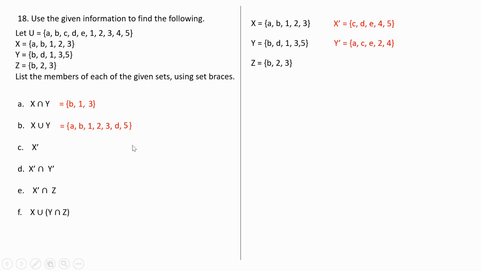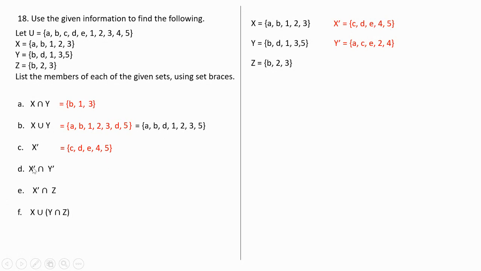So that's my answer. But at times, the back of the book, they put them in alphabetical order, and for integers or numbers, they go from least to greatest. These two sets are the answer. It doesn't matter if they're not in order because they're called equal sets. Now for C part, the complement of X, or not X. We already did it here on the right. So the answer will be C, D, E, 4, 5.